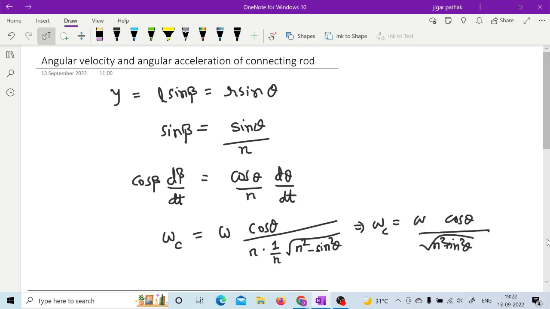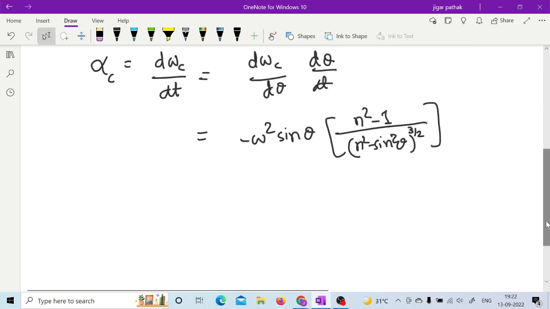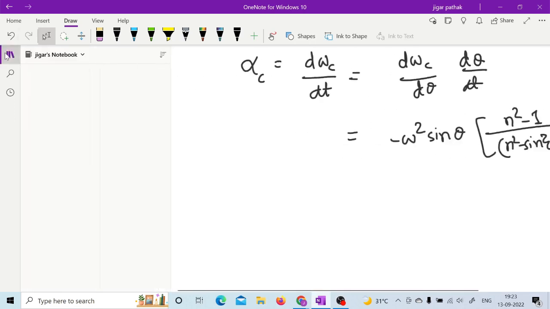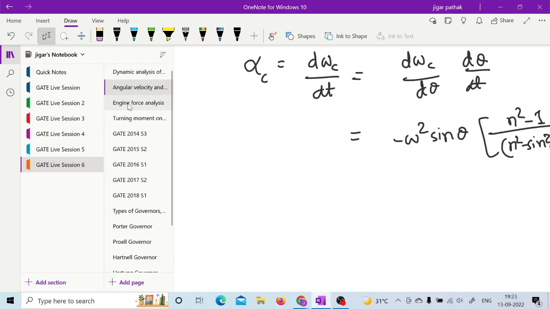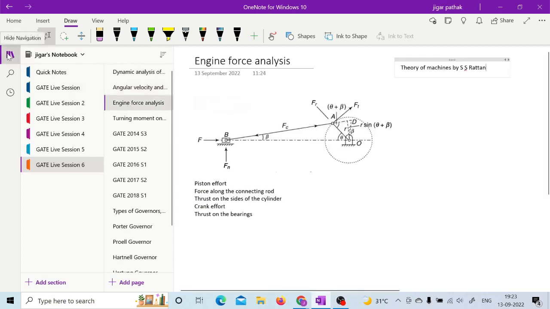So now can I move to this one? Here I have not written the intermediate steps, but you can follow the intermediate steps and you will reach this angular acceleration of the connecting rod, right? Okay, so once you are done with this, then we can see the various forces acting on this piston and in this engine, right?